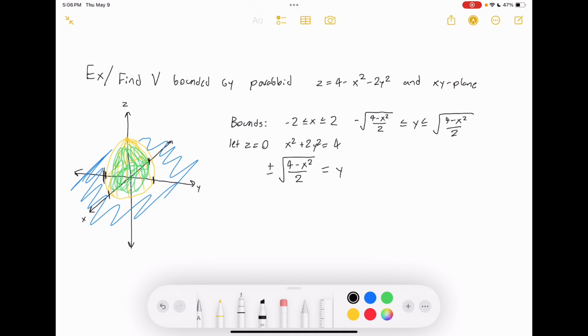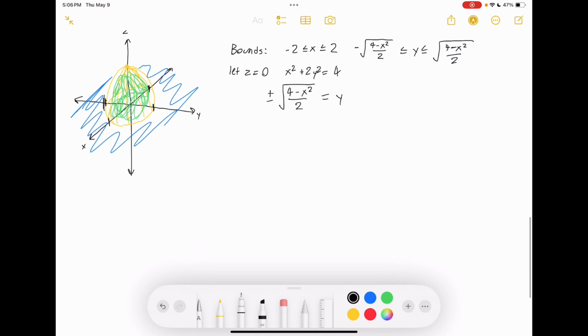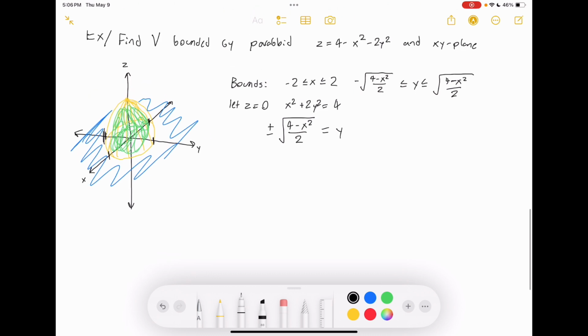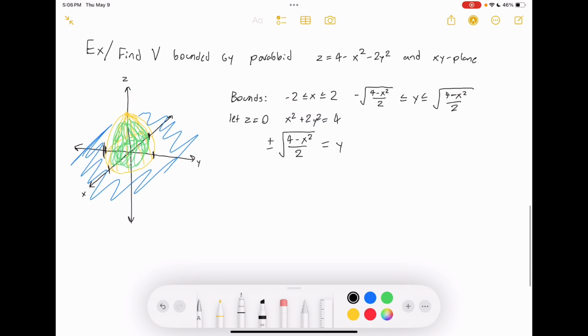That's one minus sign, sorry. The square root of (4 minus x squared) over 2 is our upper bound for y. Perfect. Now we have the bounds for y and the bounds for x, so we can just apply Fubini and create, first, our double integral.